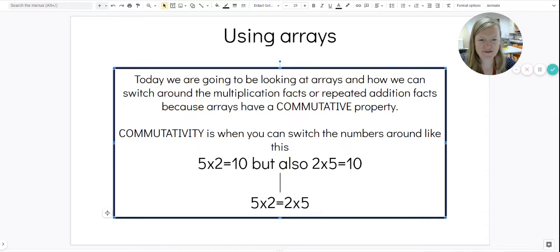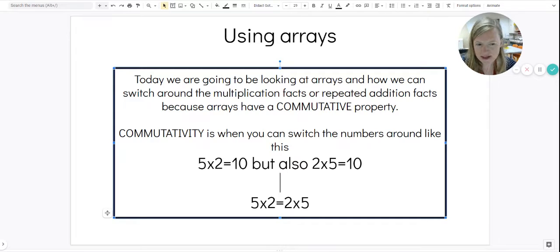Commutative? I bet you've never heard of that before. What does it mean? Well, let me tell you. It means you can switch the numbers around and get the same answer. So if you look down here, 5 multiplied by 2 is 10, but also 2 multiplied by 5 is 10. They give you the same answer.